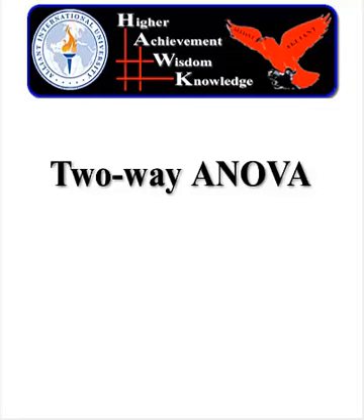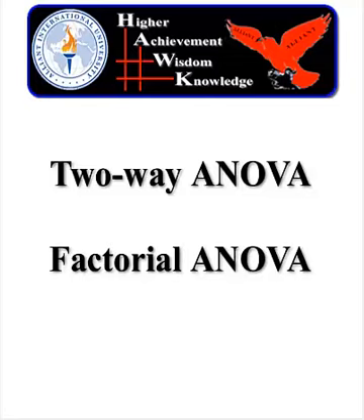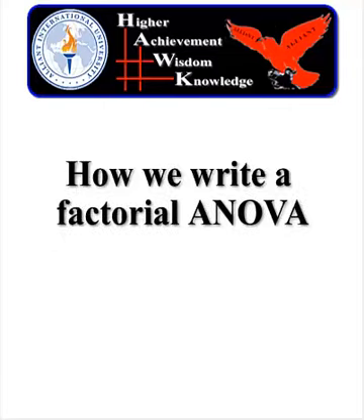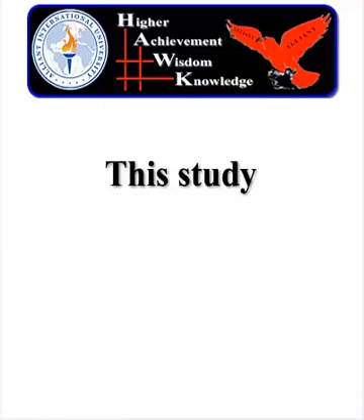This is what we call a two-way ANOVA. It's also called a factorial ANOVA. In this nomenclature, the factor simply means IV, independent variable. And our IVs in this are going to be the serum, the amount of serum, and the size of the smoothie. So this is how we write up a factorial ANOVA.